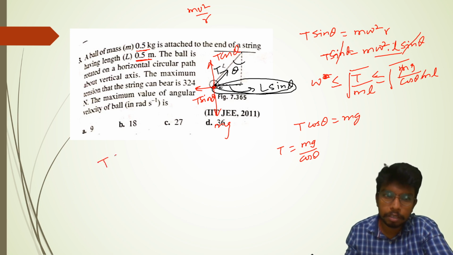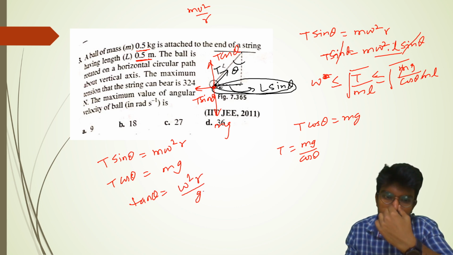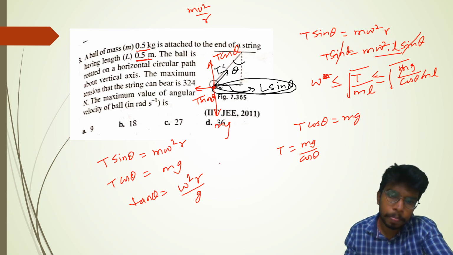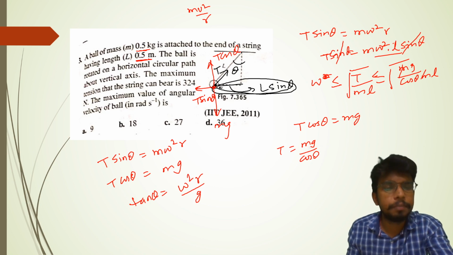Okay, let's think about it in a different manner. T sin theta is going to be m omega square r, and T cos theta is going to be mg. If I divide both of these, I get tan theta equals omega square r by g. From here, I don't know the value of T, and I don't know theta again. Okay, come back to this again.